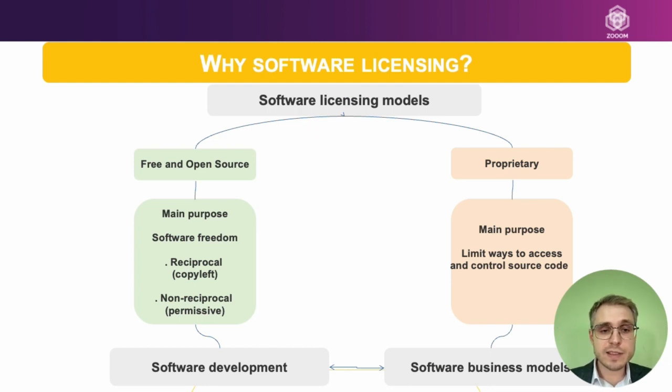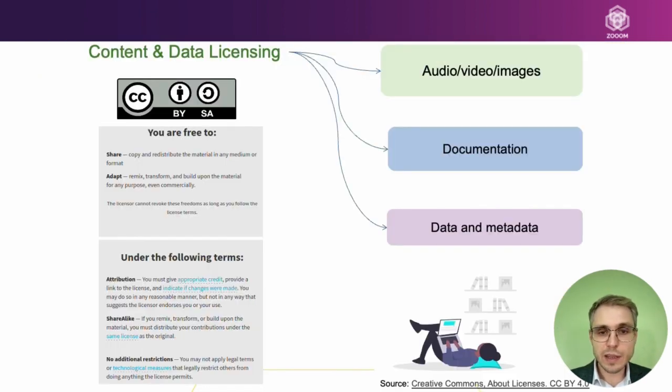Software licensing exists, especially free software licensing exists, because we seek to ensure software freedom under the two main types of licenses, namely the reciprocal and non-reciprocal. Whereas in proprietary software licensing, the main driver is to limit ways to access and control the source code, and this is a fundamental licensing legal difference between the models.